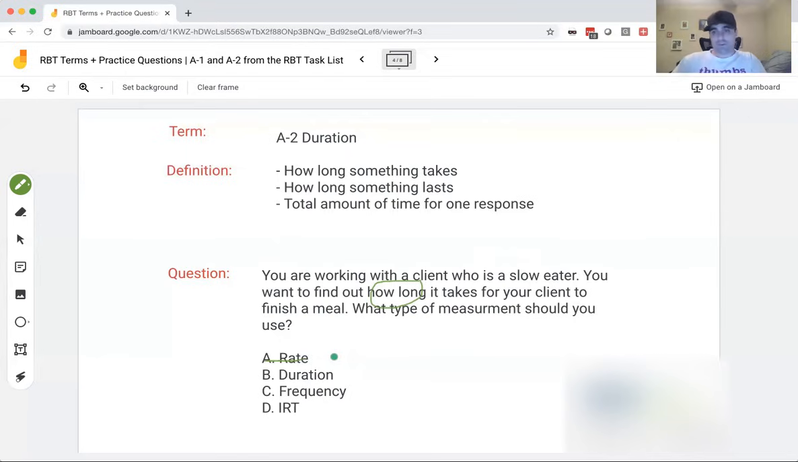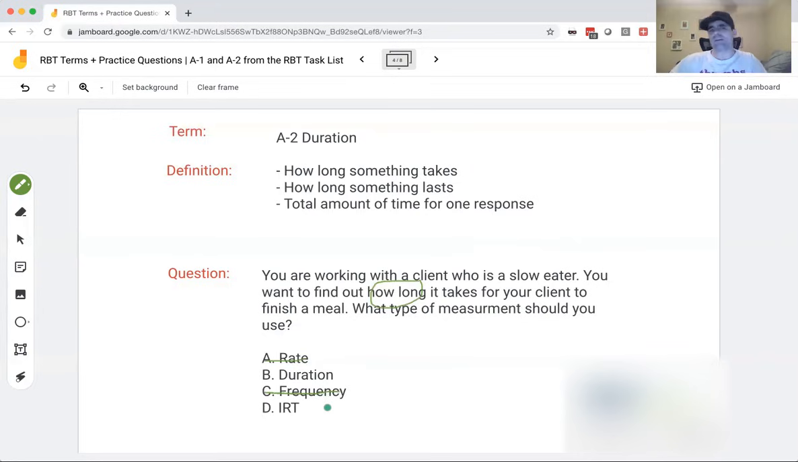Duration. Duration looks good, right? How long something takes, how long something lasts. You want to find out how long it takes for your client to finish a meal. How long does the meal take? What is the length of time that the meal takes? Duration looks good. Let's read the rest. Frequency. Again, frequency is just a count. We're not counting anything. Frequency is out.